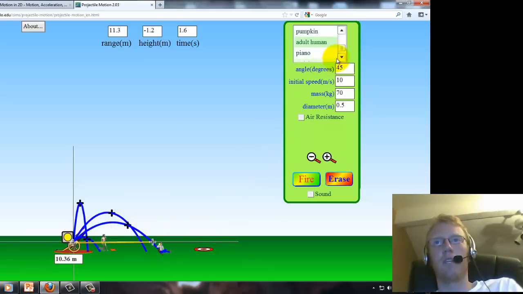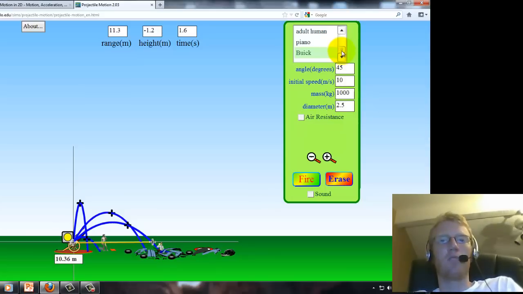Of course the guy dies when he lands. Oh, what about a piano? Same projectile path. And a Buick. Same projectile path. So the mass and the diameter make no difference as long as you're ignoring air resistance, because if you're ignoring air resistance, they all experience the same acceleration, which is gravity, 9.8 meters per second squared.